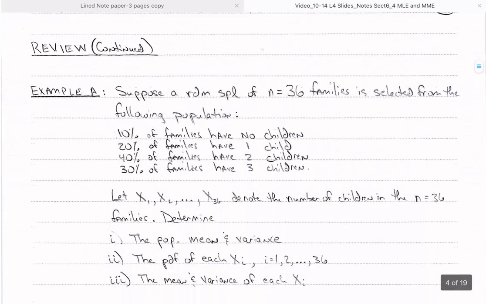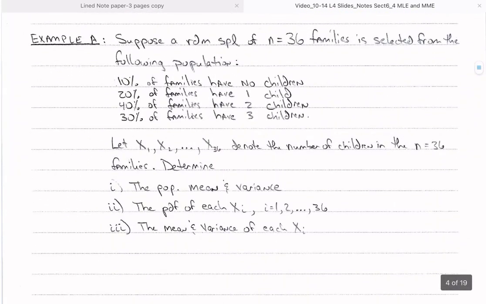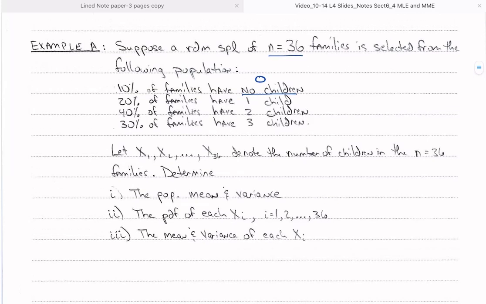Okay. Let's do an example. Let's suppose that a random sample of n equals 36 families are selected from the following population. 10% of the families have no children or 0 children. 20% have 1 child, 40% have 2 children, and 30% have 3 children. We add this up, 30, 70, 80, 90, 100. So this is 100% or total. So out of this population, we're going to say that this is the distribution.